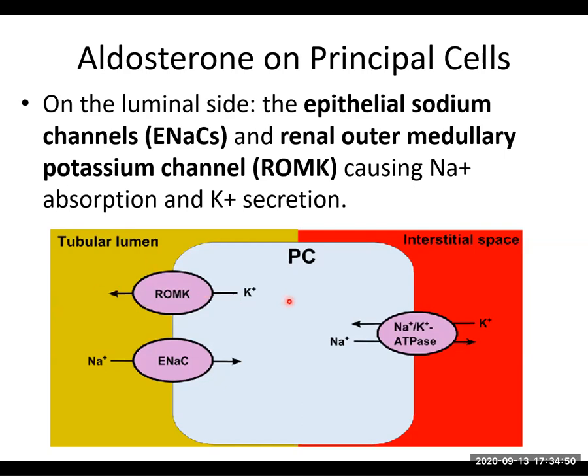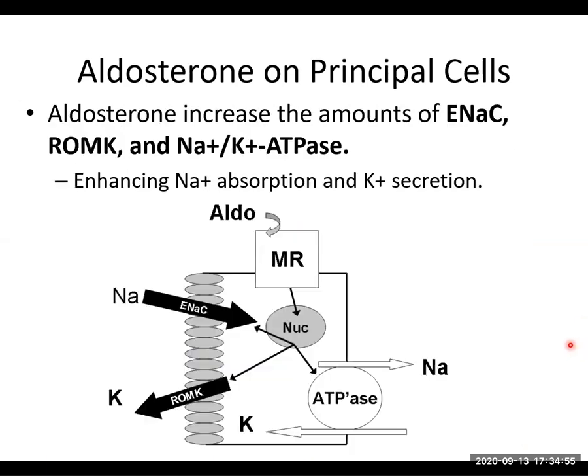The aldosterone will enhance this cycle, enhance this process. Aldosterone will act on the mineralocorticoid receptor, and that will enhance the reabsorption of more sodium and secrete more potassium. That's why we call this one a mineralocorticoid, because it's about the salt, the mineral, the sodium and the potassium.